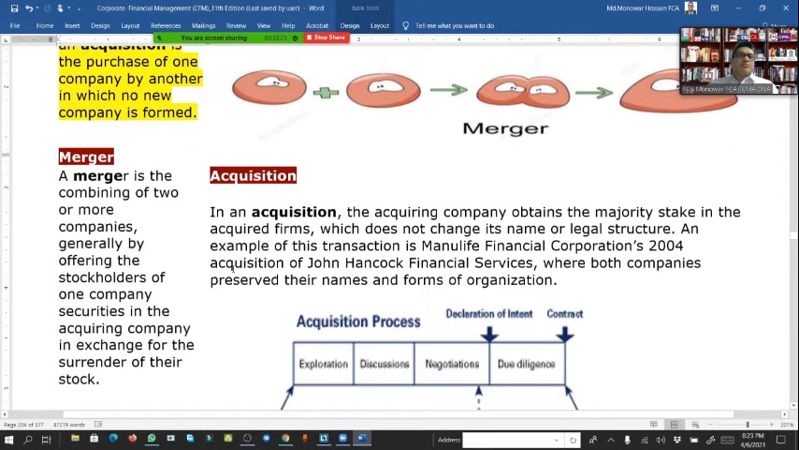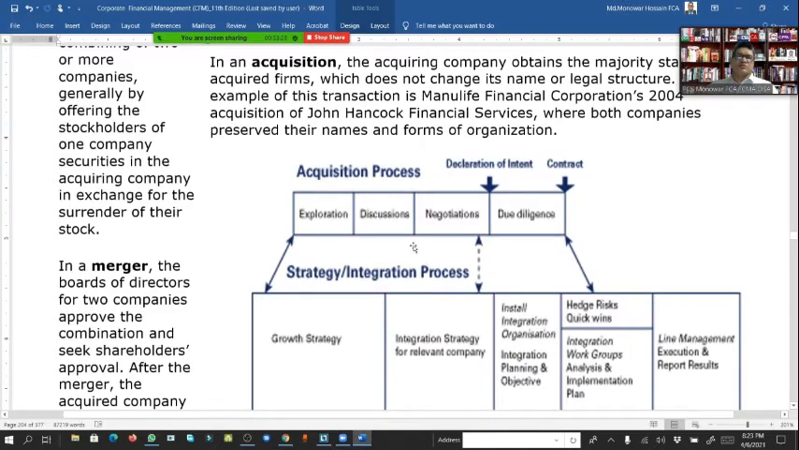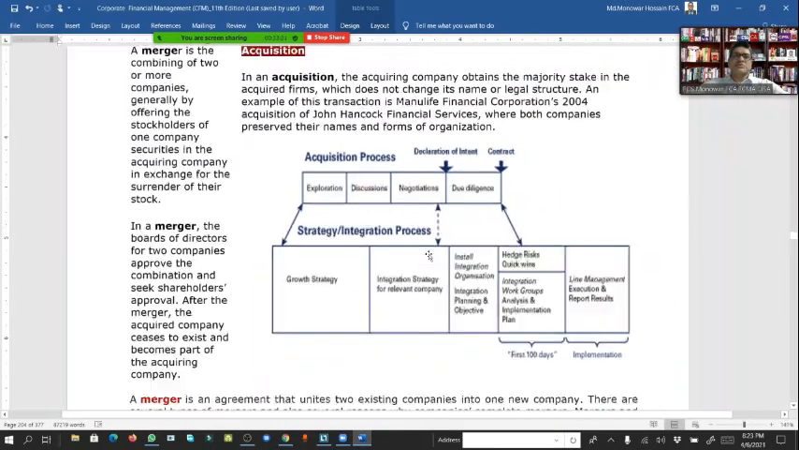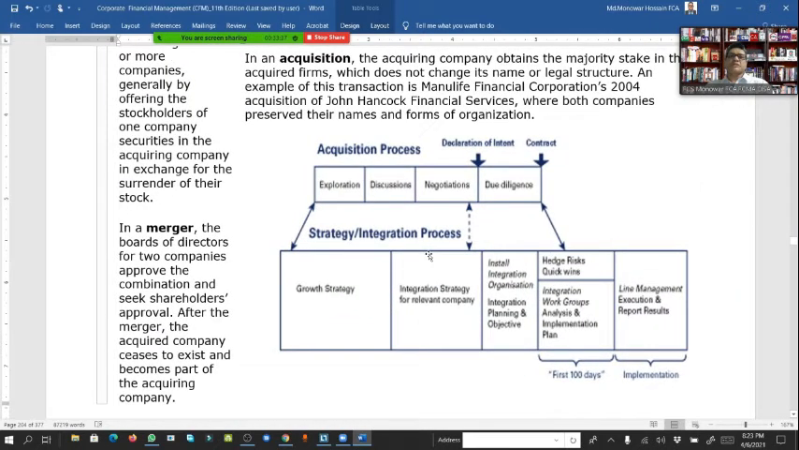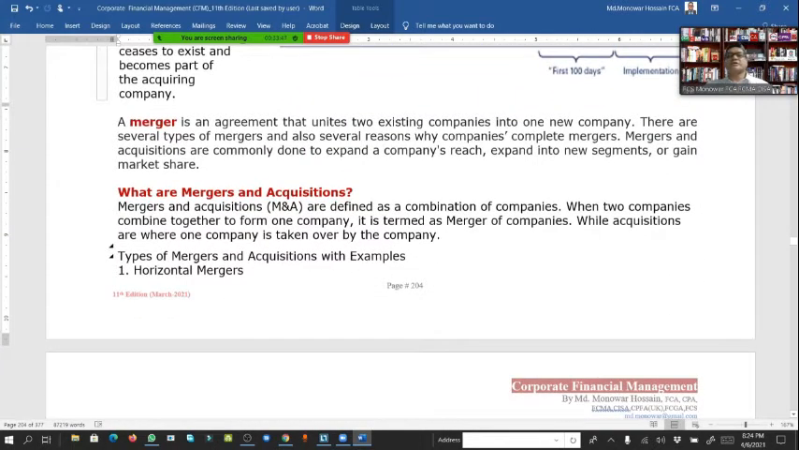We have seen the merger, and there are different types of acquisition. Acquisition is also a process: first an explanation, then disclosure, negotiation, due diligence, and different stages. A merger is an agreement that unites two existing companies into a new company. There are several types of merger and several reasons why companies complete a merger. Mergers and acquisitions are commonly done to expand a company's reach, expand into new segments, or gain market share.